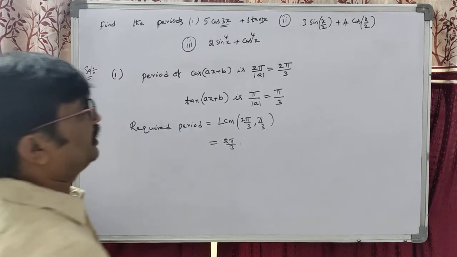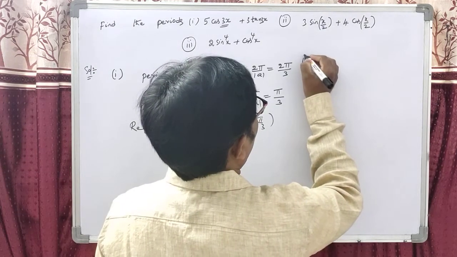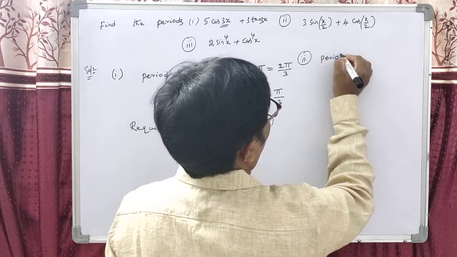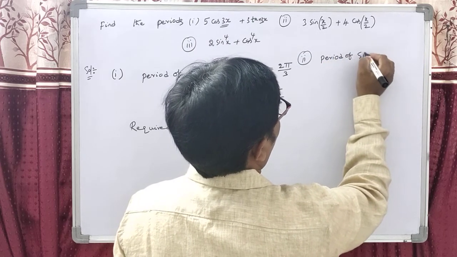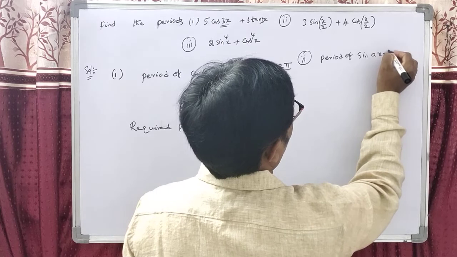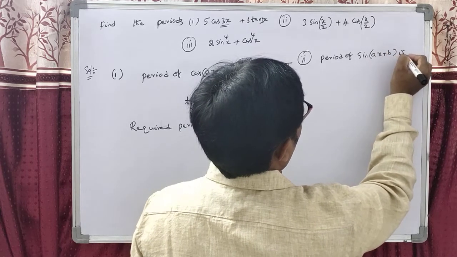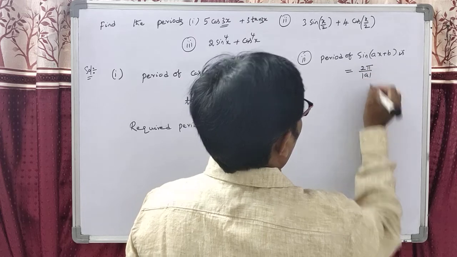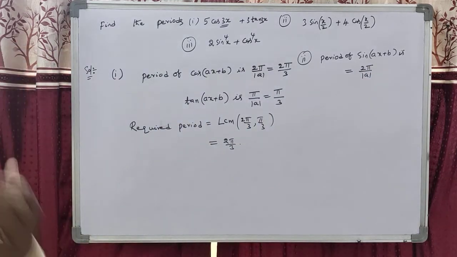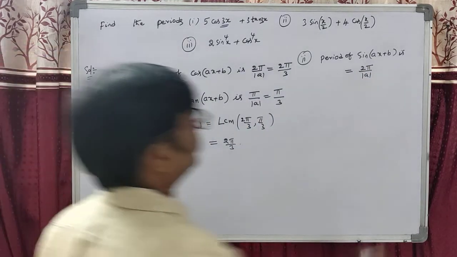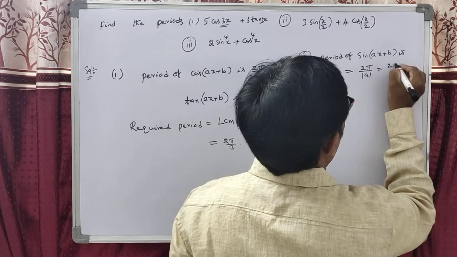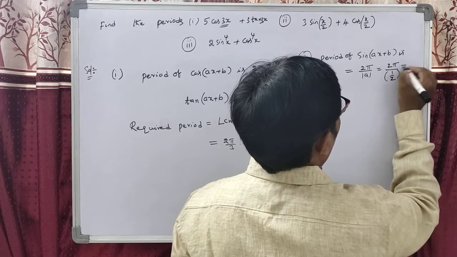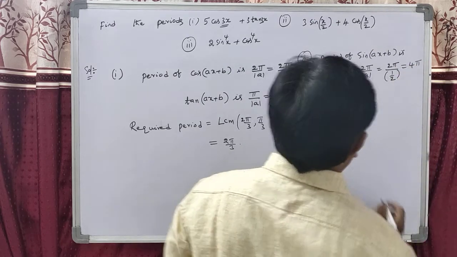After that, students, is there a second one? Everybody knows the period of sin of ax plus b. Dear students, the period of sin of ax plus b is 2 pi by modulus of a. That is, we can write 2 pi by modulus of a with a equal to 1 by 2. Now this is 4 pi.